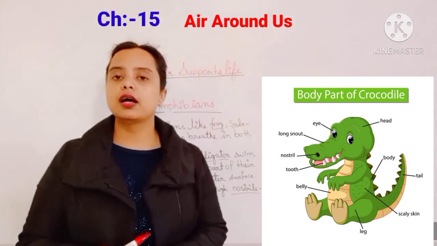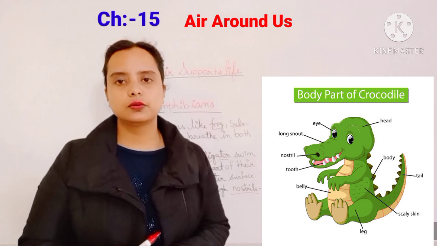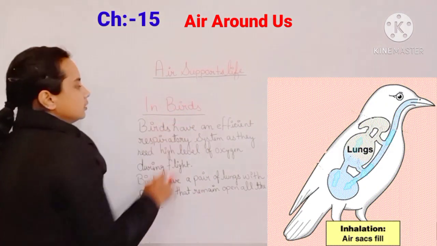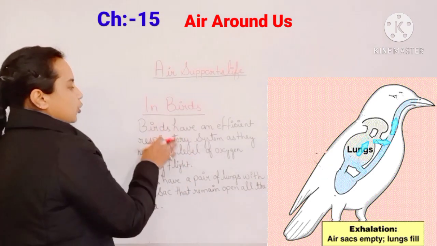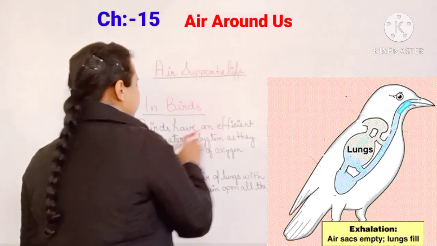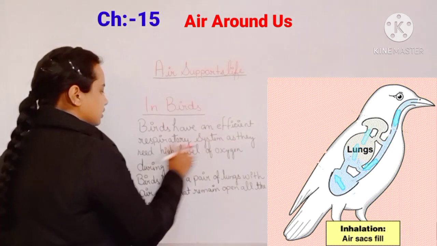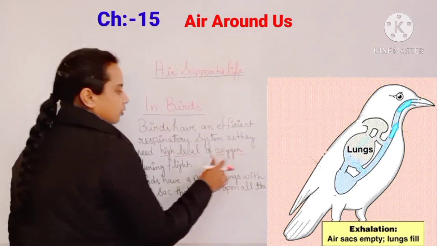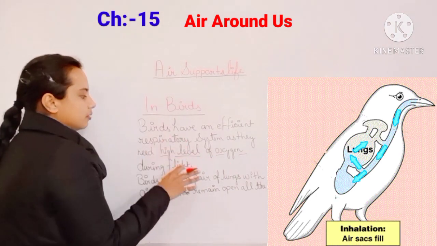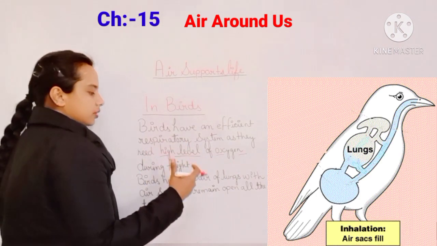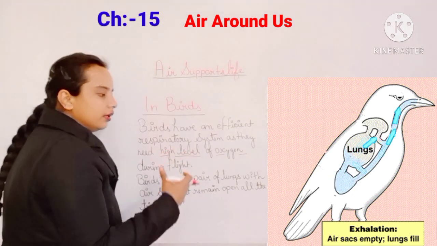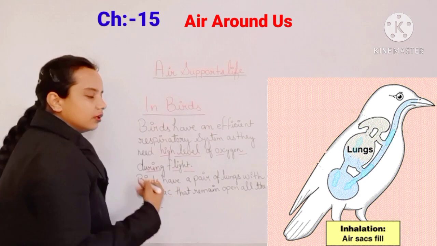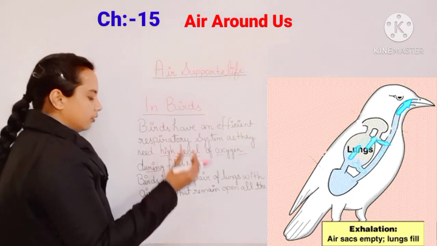So now let's see how the birds do respiration. So students, now how does air support life in birds? Birds have an efficient respiratory system as they need a high level of oxygen. Their respiratory system is more efficient because they need a high level of oxygen during flight. So when the bird flies, they need a high level of oxygen.